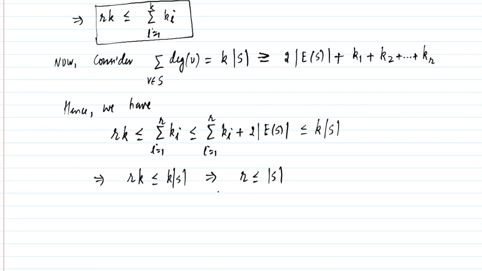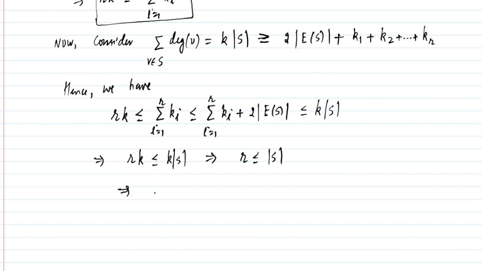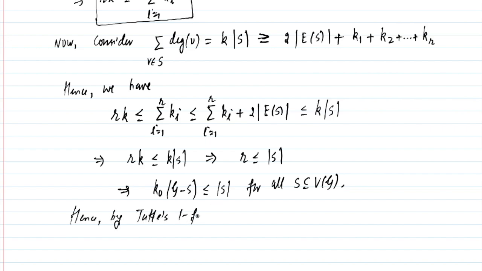But r was the number of odd components in G minus S. So this implies k0 of G minus S is less than or equal to the order of S. And S was an arbitrary subset of V. So we can write this for all S contained in the vertex set of G. Hence we have shown that for any set S contained in the vertex set of G, the number of odd components in G minus S is less than or equal to the order of S. Hence, by Tutte's one-factor theorem, G has a one-factor. This completes the proof of this theorem.